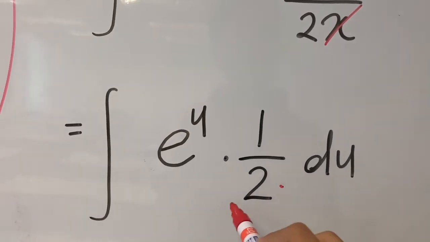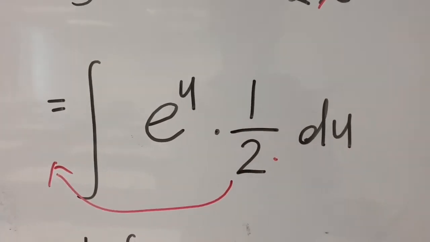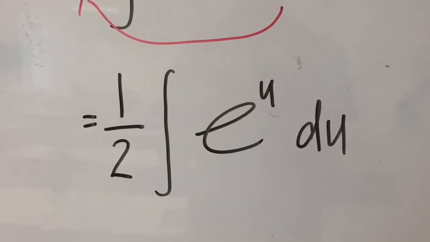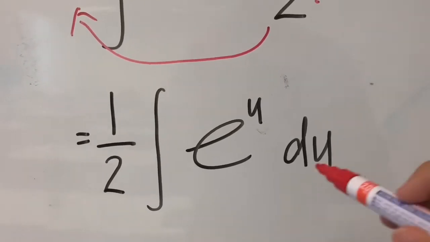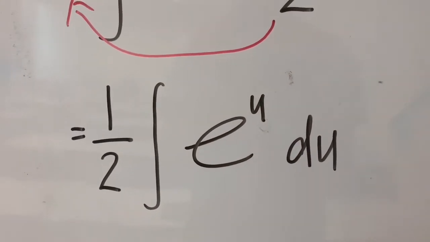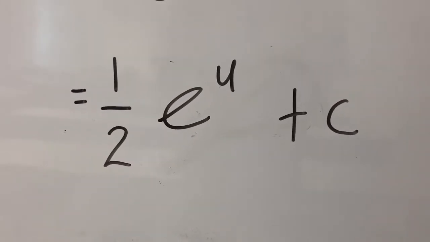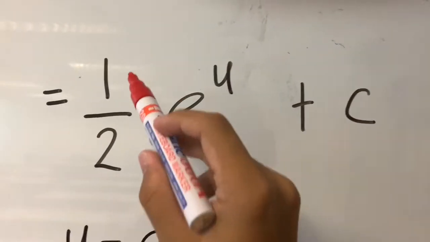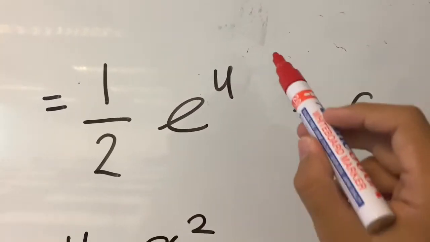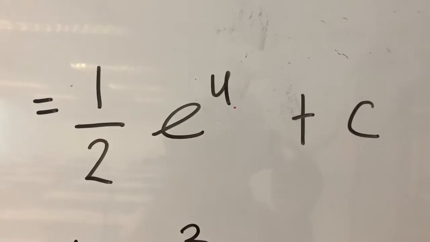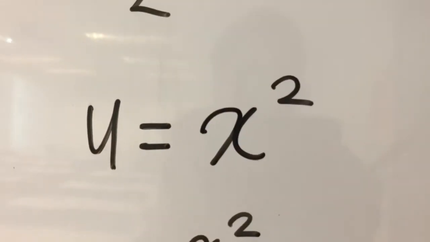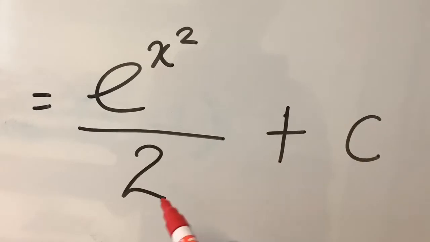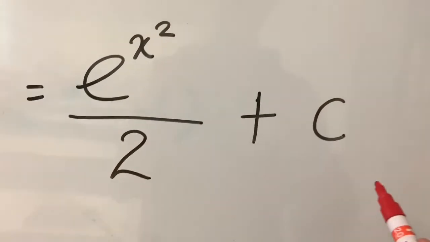Then we bring 1 over 2 out from the integration expression, so it will be 1 over 2 times the integral of e to the power of u du. Then we can simply integrate e to the power of u, and it will be 1 over 2 e to the power of u plus c. From this expression, we need to change u back to its original term, which is u equals x squared. Then we get e to the power of x squared over 2 plus c. This will be the final answer.